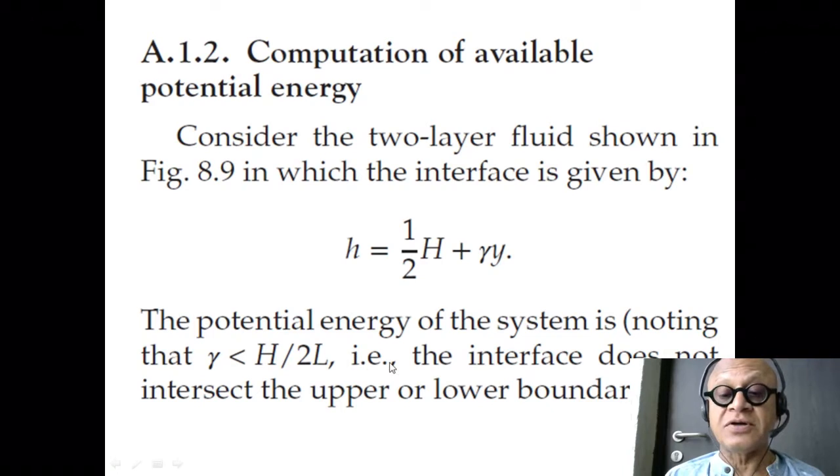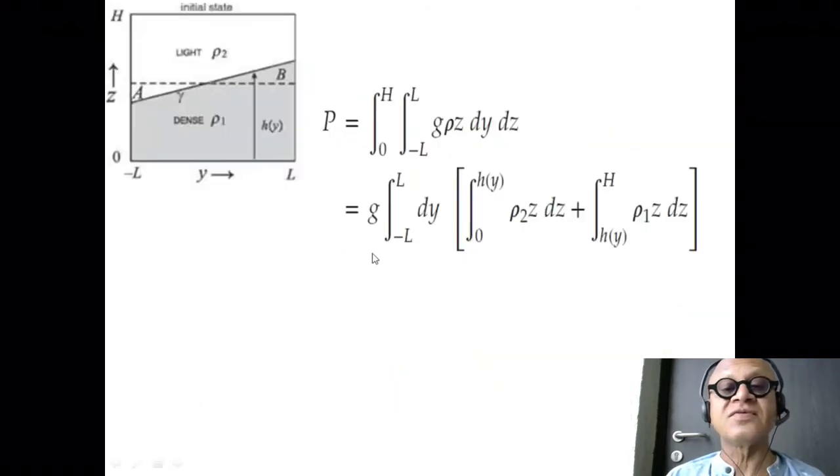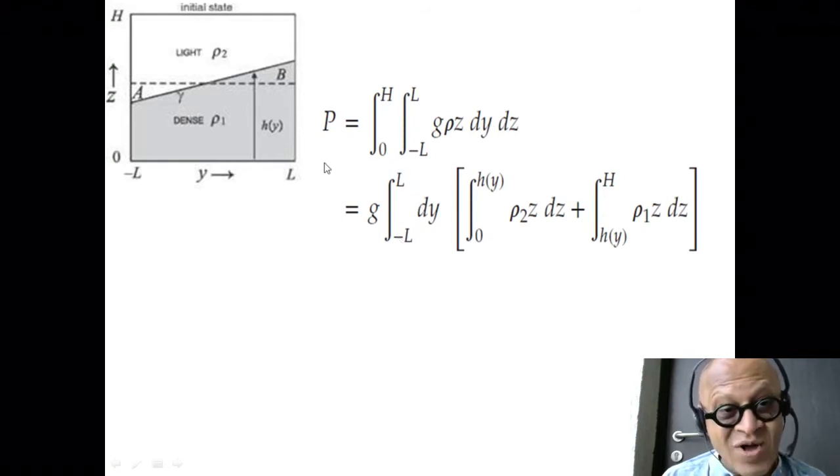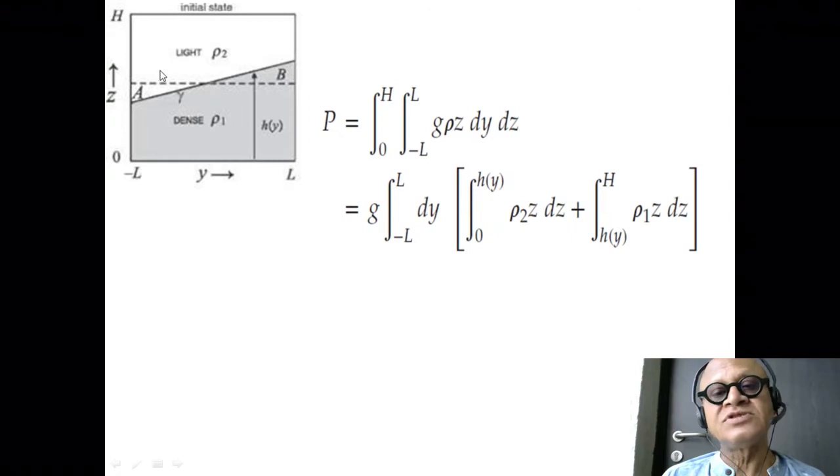Potential energy of the system is, in this case, integrating from this end to this end and from bottom to top, 0 to h, minus L to L, g rho z dy dz, where rho is the density, and that simplifies into minus L to L dy, this direction, and 0 to hy, rho 2 g z dz, and hy to h, so you are going from here to here and here to there, rho 1 g z dz, right?